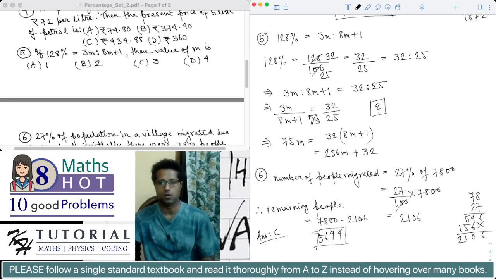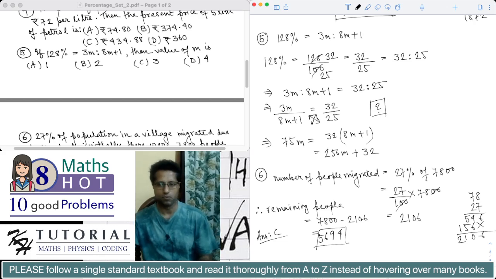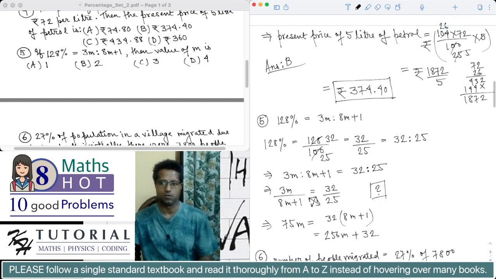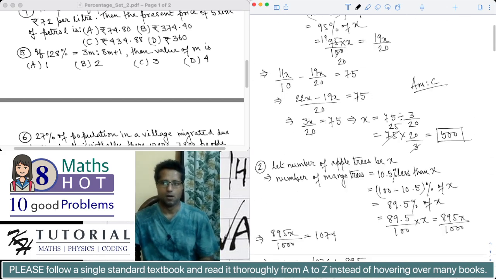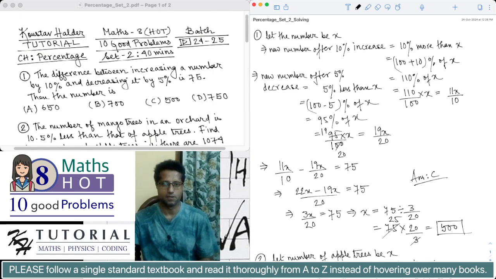But anyway, I hope you got the pattern of the question. I hope these sorts of problems will give you good practice and judgment on your understanding of the concept of percentages.